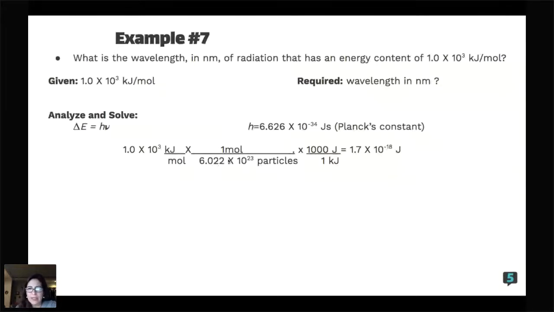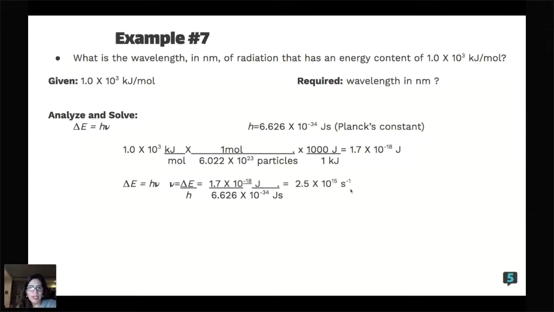So by using this ratio, as I said before, you cancel moles, then you cancel kilojoules, and it's a way to get joules per particle. And then once we have joules, now we can use the formula and solve for frequency. Frequency will be equal to the energy divided by Planck's constant. We substitute the values, and we're going to get 2.5 times 10 to the 15 seconds to the negative 1. This is wavelength. I'm sorry, this is frequency.